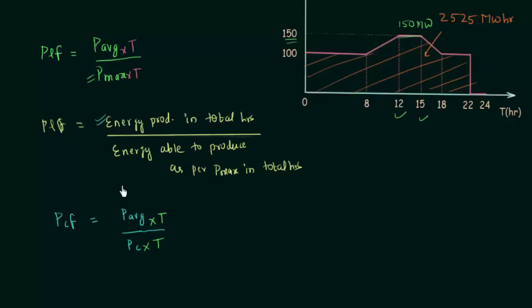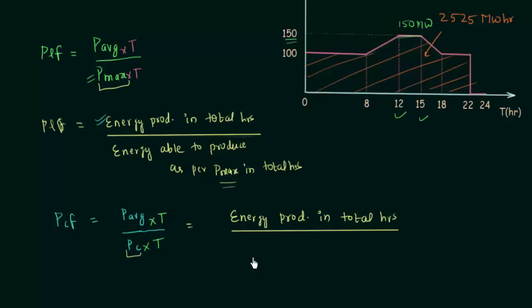I will write it, energy produced in total hours over PC multiplied with T, which is the energy able to be produced as per PC in total hours. In the earlier case it was P max, in this case it is PC. There we had energy able to produce as per P max. In this case we will have energy able to produce as per PC in total hours.